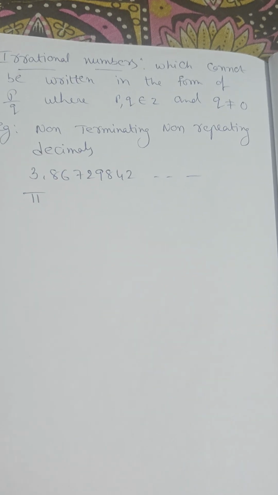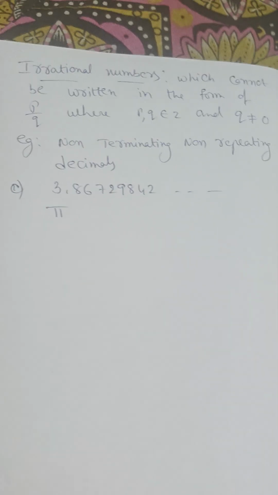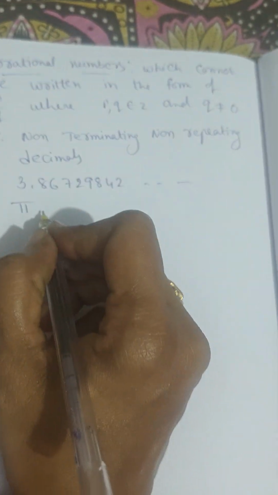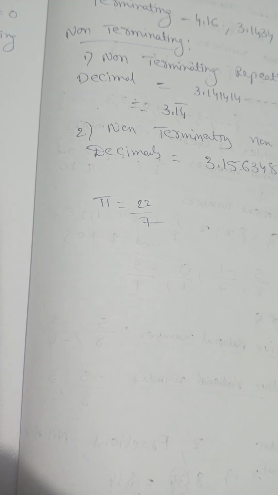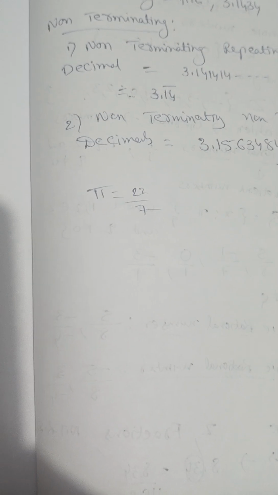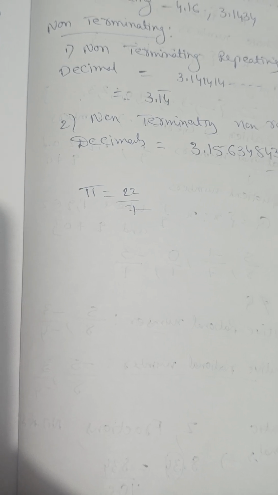Some of the children have a doubt: why is pi an irrational number? The value of pi is 22 by 7. We will take the value of pi as 22 by 7. Is it right? Then it is in the form of P by Q, where P and Q are integers and Q not equal to 0. It satisfies the property of rational numbers. Then why is pi an irrational number? Pi is not a rational number. Actually, the value of pi is not 22 by 7. The value of pi is 3.14 something so on. It is given in the 9th class textbook.